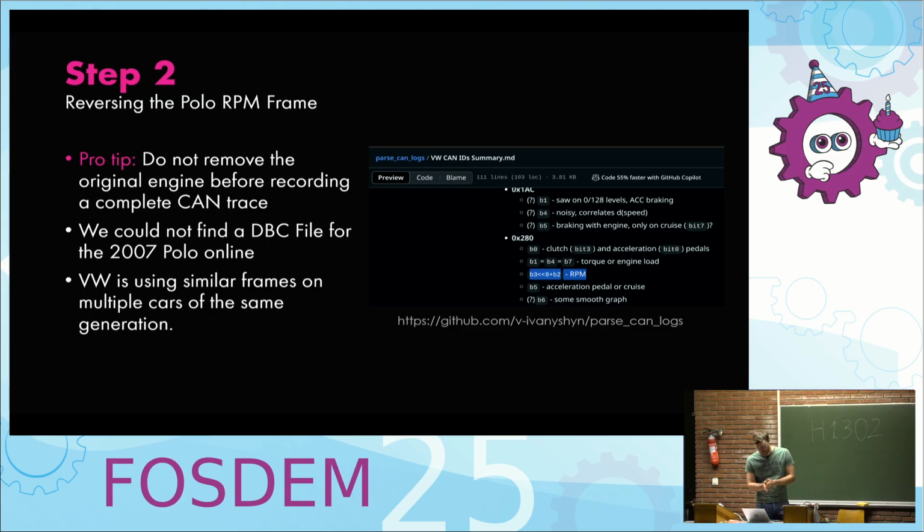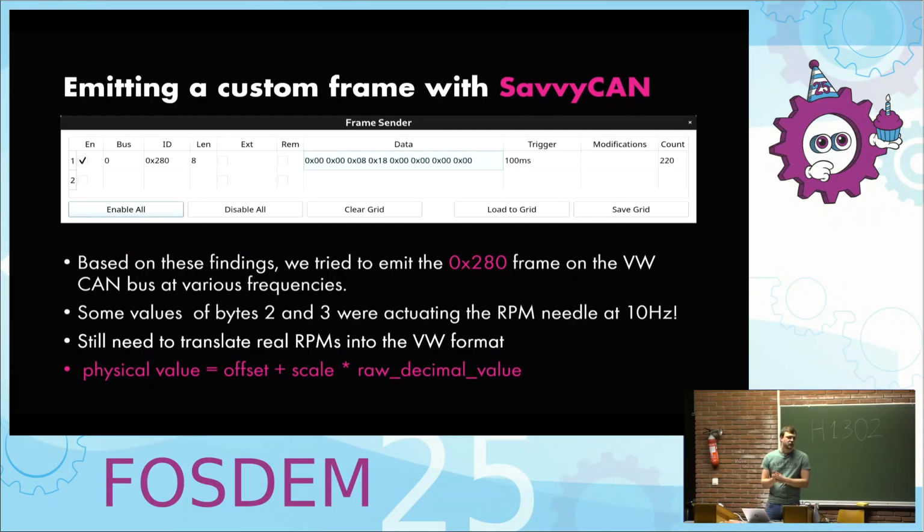So it seems that the frame 280 has the RPM value in the second and third bytes in Little Endian, since he's shifting the bytes. So using that hint, what we did to validate it is that we use the frame sender interface of SavvyCAN, where you can define a frame that you want to send, with which data at which frequency. It turns out that the dashboard of the Polo is also validating the frequency at which it's emitted, so we had to try a few values for this. And after a few tries, we had that needle moving, so that was already quite a success.